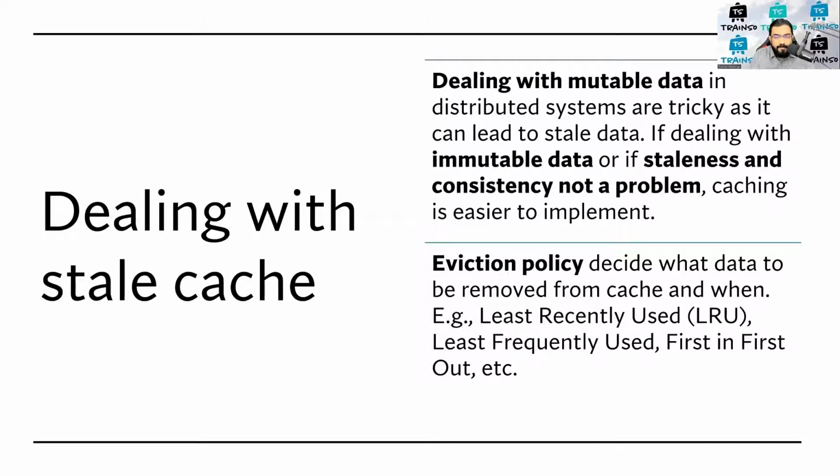And even if it is immutable data, sometimes your cache can become full, right? So when the cache is full, we have to also remove some of the entries, and that is called eviction. And there are many policies for eviction. One common one is least recently used. We can remove least recently used ones from the cache, or maybe least frequently used, or maybe first in, first out.